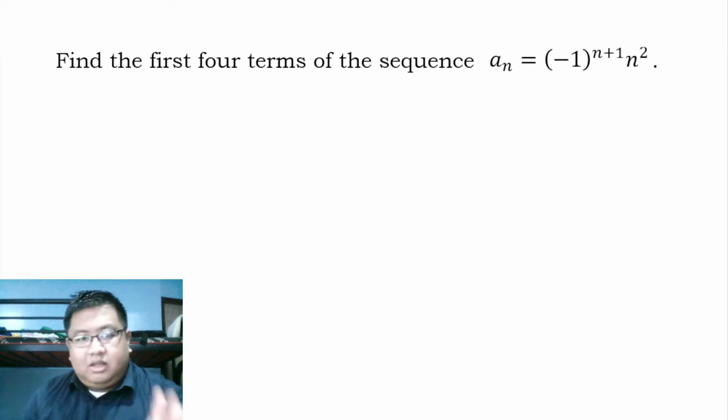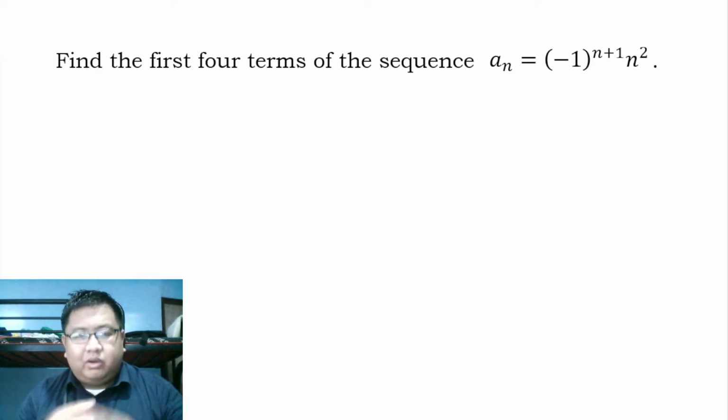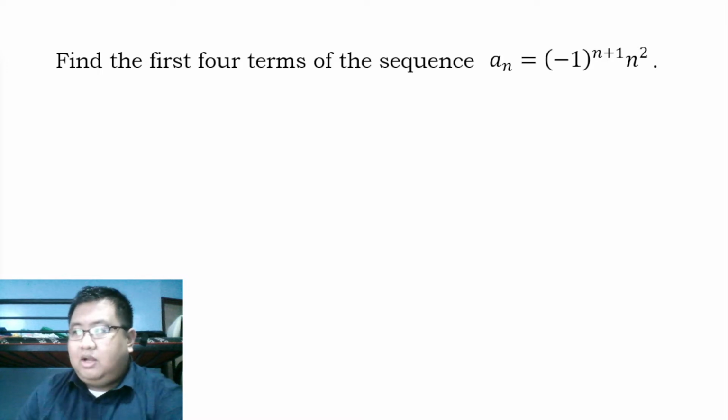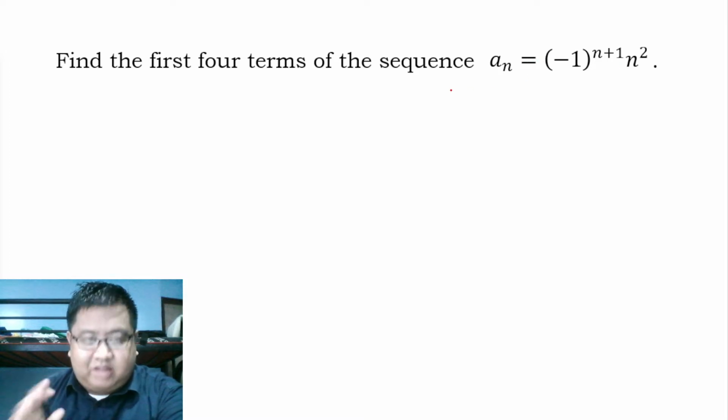In sequences that are given in formulas like this, all you have to do is substitute. Substitute, substitute, yes. But what exactly are we going to substitute? Well, as you can see here, a sub n is equal to blah blah blah blah. Our variable is n. Recall from our definition of sequences that the domain of a sequence is the set of positive integers, set of counting numbers.